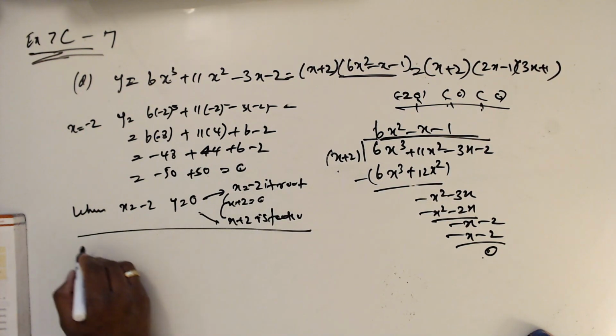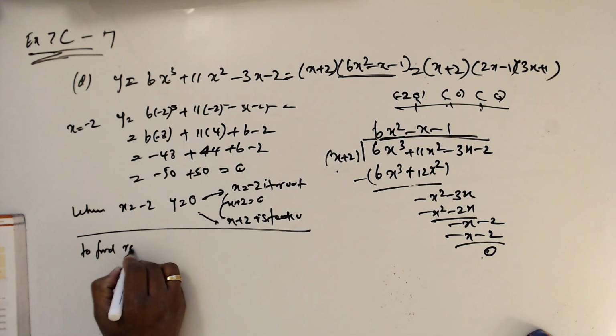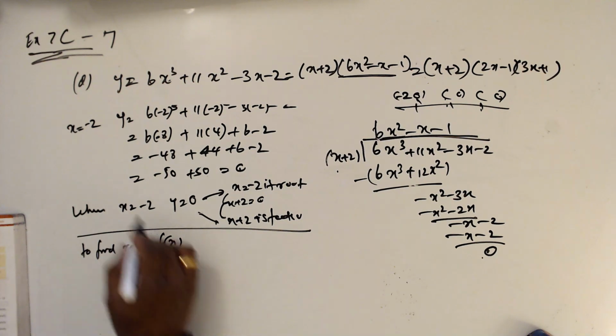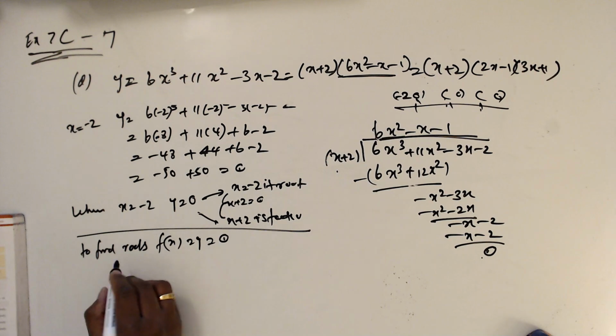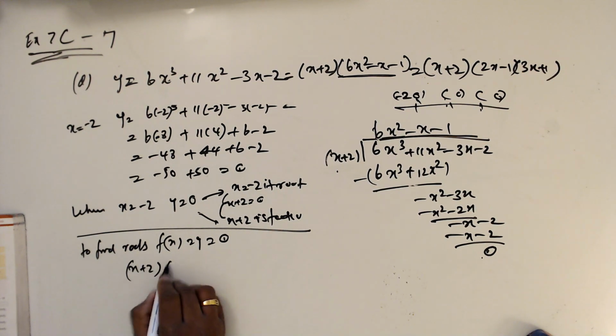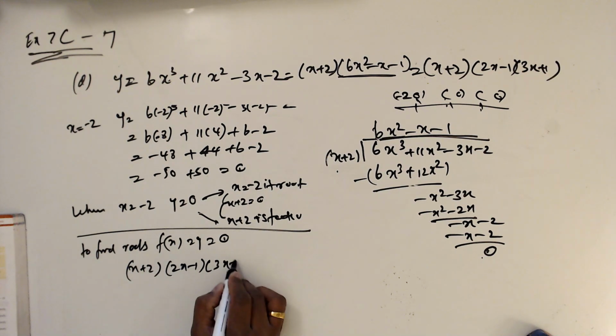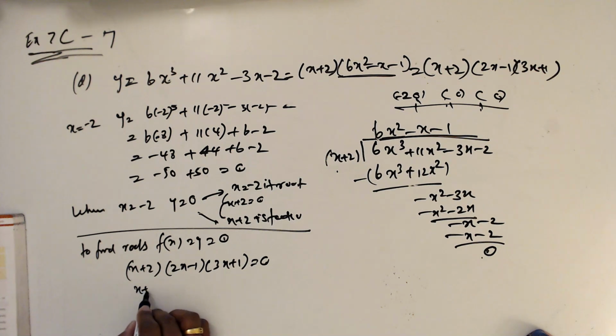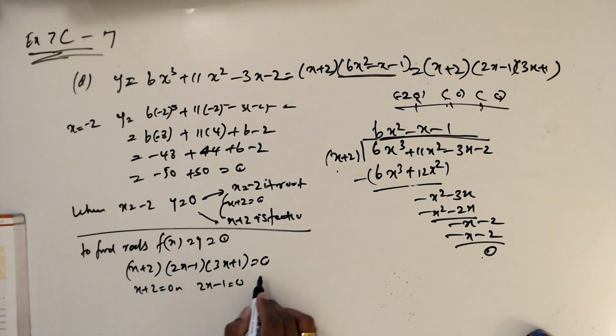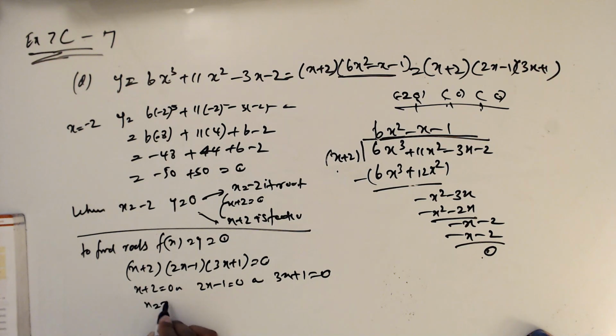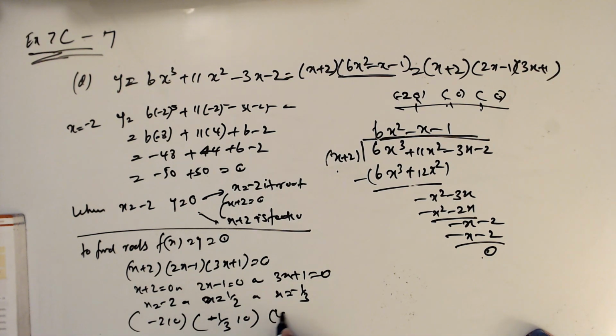Now I have the equation. To find the roots, I want to make f(x) or y equal 0. Then y means x plus 2 times 2x minus 1 times 3x plus 1 equal 0. Then x plus 2 equals 0, or 2x minus 1 equals 0, or 3x plus 1 equals 0. Then x equal minus 2, or x equal a half, or x equal minus one third. So those are the points: (-2, 0), (-1/3, 0) and (1/2, 0).